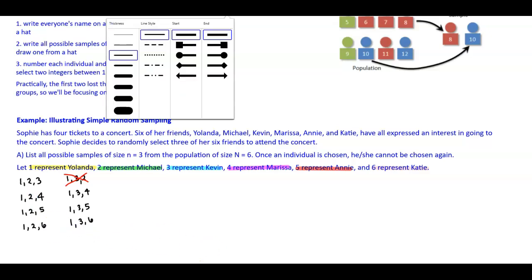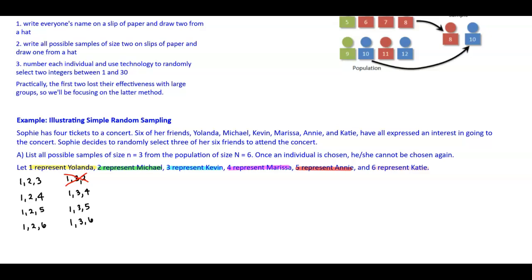Okay. So now we're going to go ahead and start with 1, 4. So let's go with 1, 4, and then 2. And then 1, 4, and then 3. 1, 4, and then we're not going to use 4 again, so we're going to have to go to 5. And then 1, 4, and then 6.